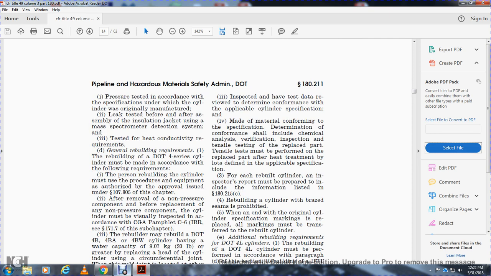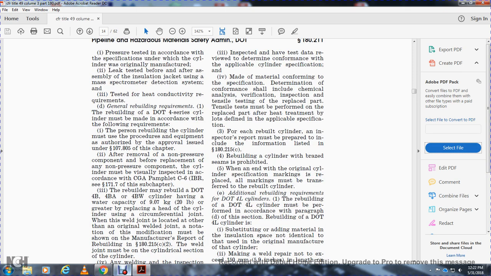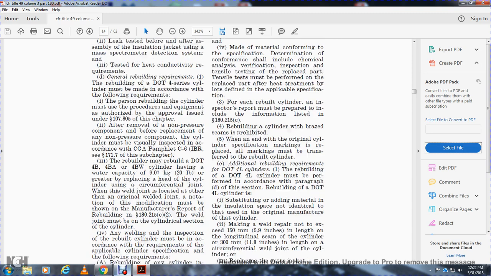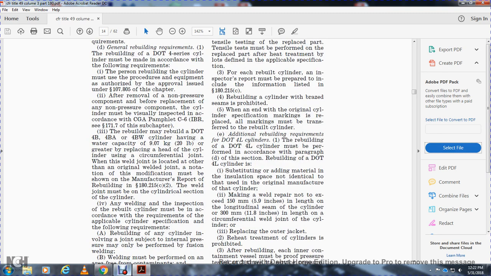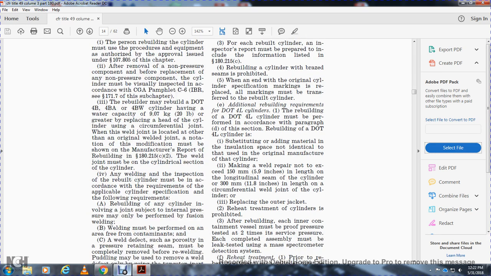For the rebuild of the cylinder, braze seam is prohibited. With the end of the original cylinder specification marked with the replacement, all marks must be transferred to the rebuilt cylinder. Additional rebuilding requirements of the 4L cylinder. The rebuilding of 4L cylinders must be performed in accordance with paragraph D of the section on rebuilding 4L cylinders. 1. Substituting or adding material for the insulation space identical to that of the original manufacturer of the cylinder. 2. Marking the weld repair not exceeding 5.9 inches in length of the longitudinal seam of the cylinder, or 11.8 inches in length of the circumferential weld joint of the cylinder. 3. Replacing the outer jacket, with the treatment over the cylinders, is prohibited after the rebuilding.